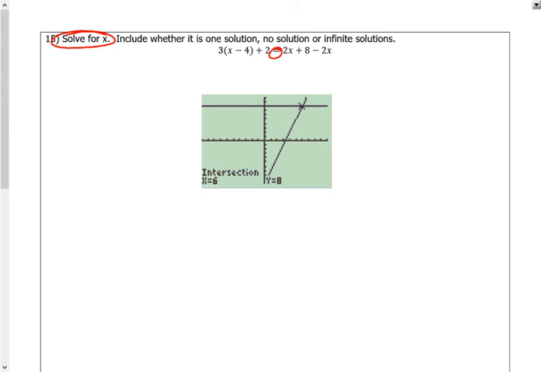Now, I did add into this problem, tell me one solution, no or infinite. Well, this one has one solution. Remember, what would infinite look like on a graph? Infinite would be the same line. No solution would be 2 lines that don't touch.